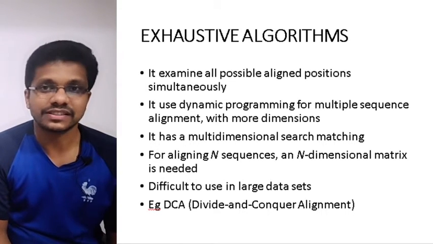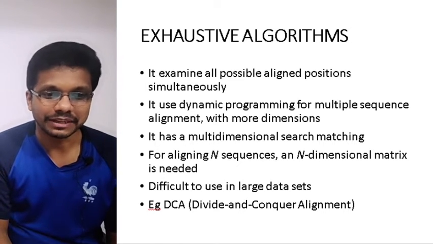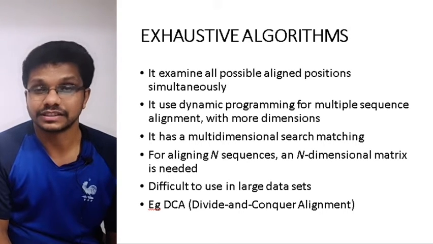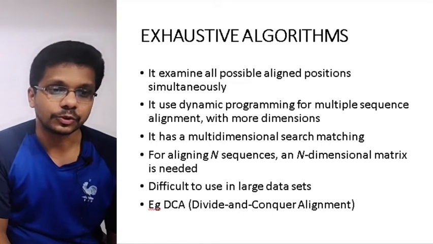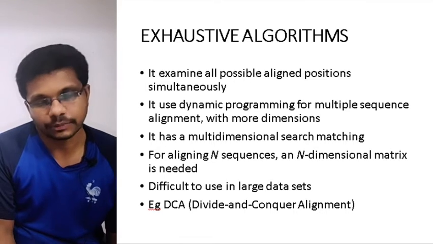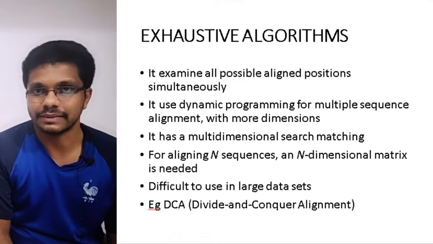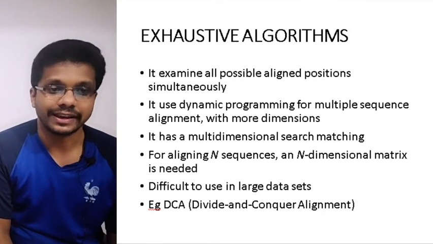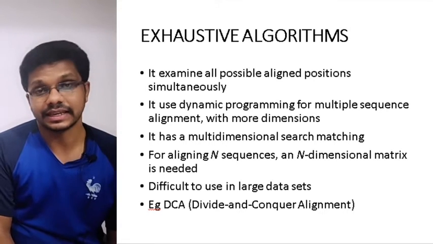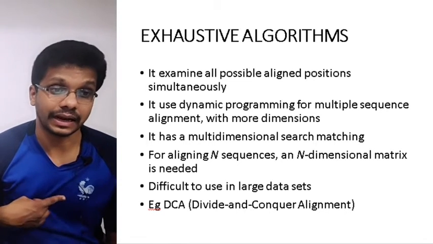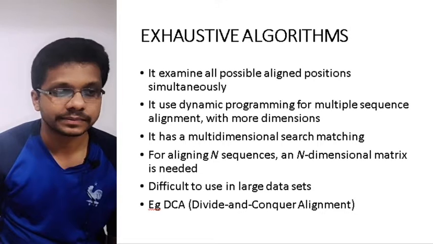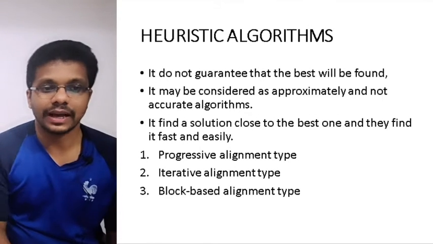As the number of sequences increases, it becomes very difficult to handle that amount of data. But it will provide the best result, and the best possible matches will be found by this exhaustive algorithm. DZA is a method under the exhaustive algorithm. Next one is the heuristic algorithm.